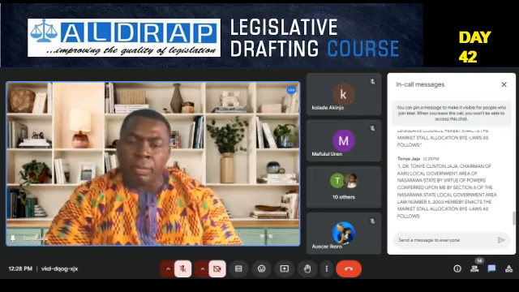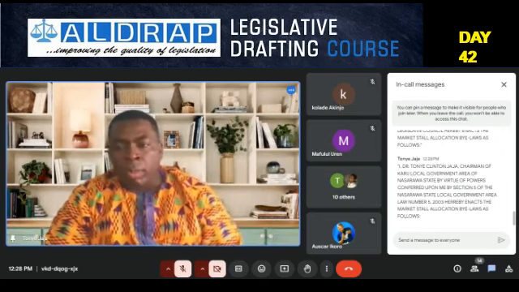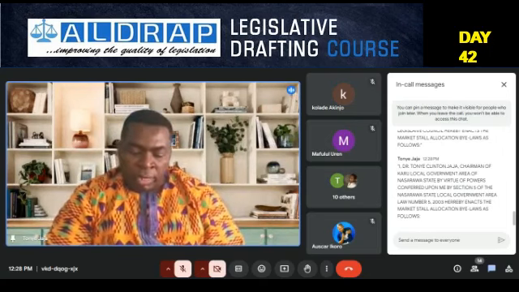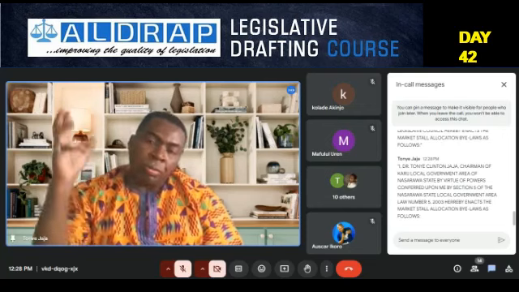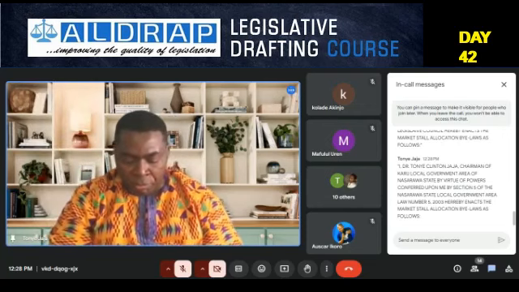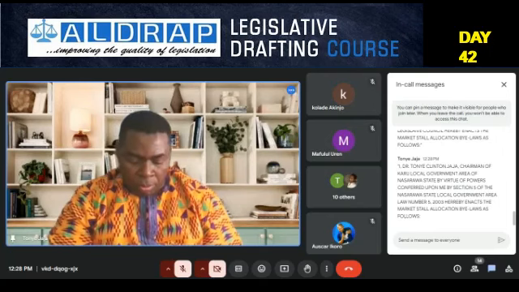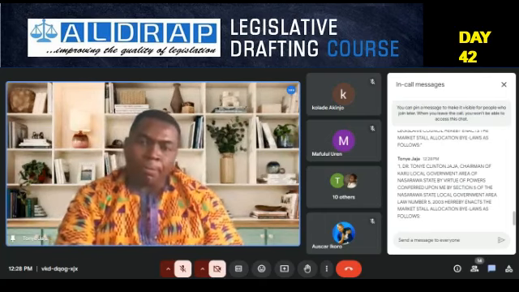Okay. So this enacting formula is very important. You must refer to the primary legislation where you get the power from. Any questions? Any questions?